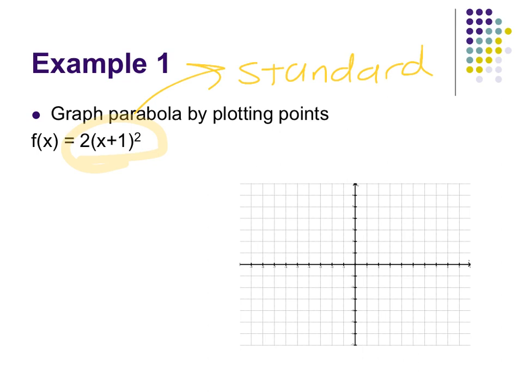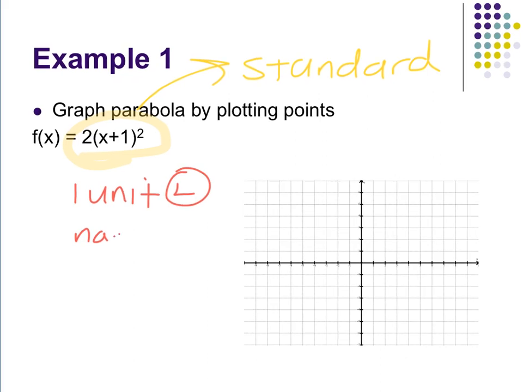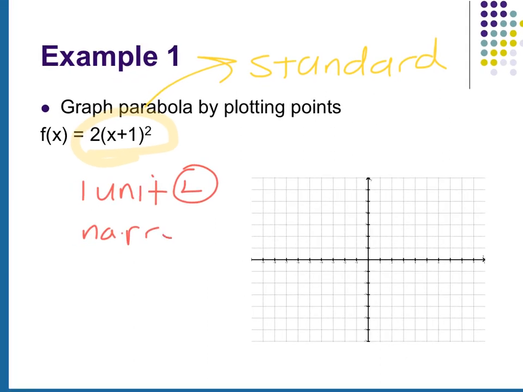One to the left. Two times faster. And then it's going to grow faster, right? Or be narrow or stretched, anything like that. Now the difference between where we were before and where we're at now is you need to plot some points this time. So the vertex I can get from just shifting it. So I'm going one unit to the left.